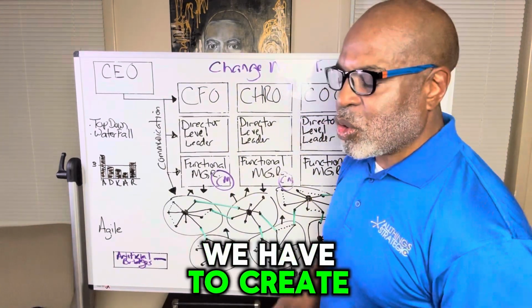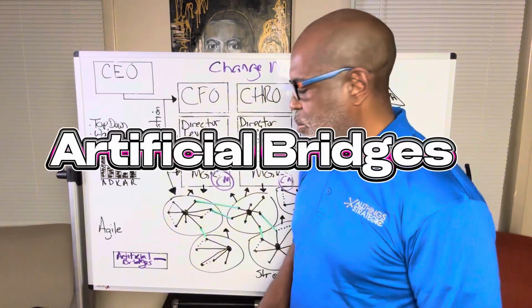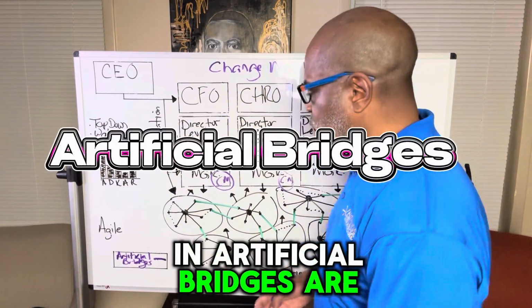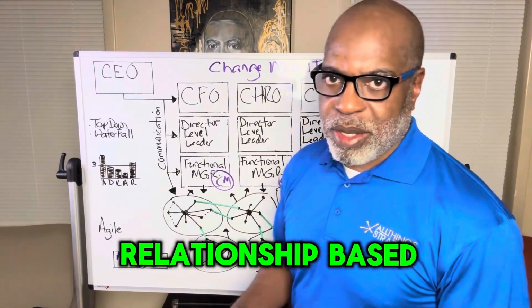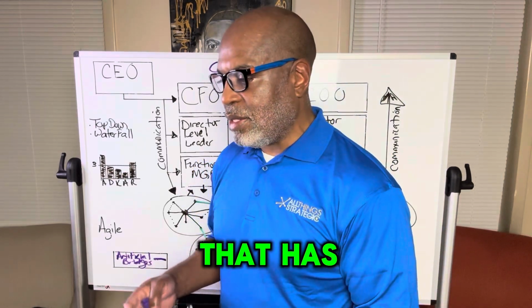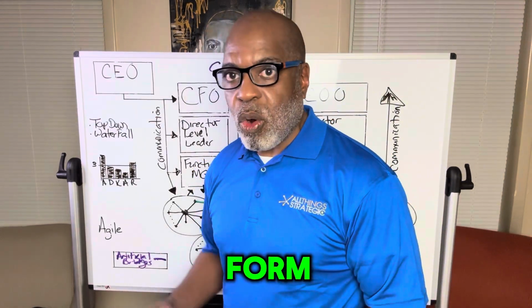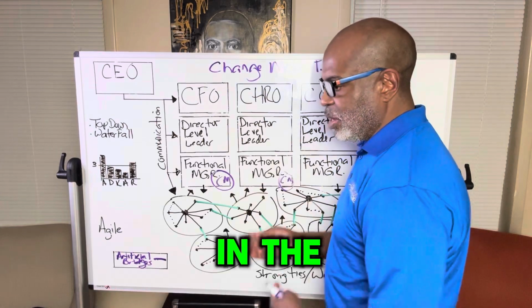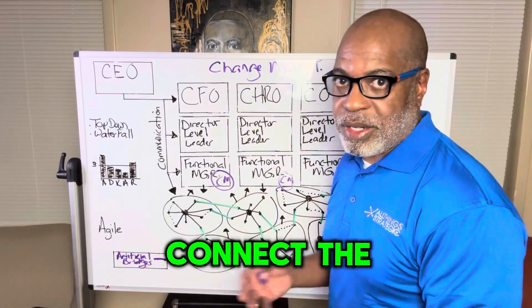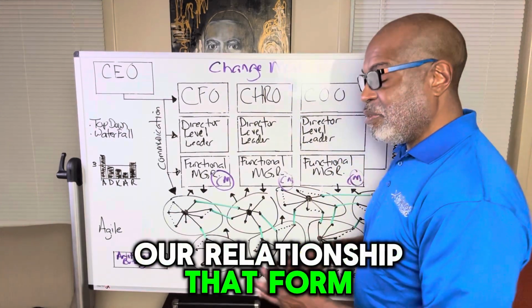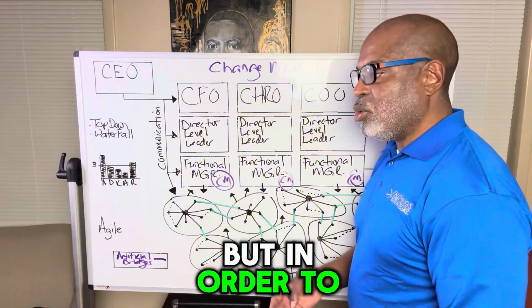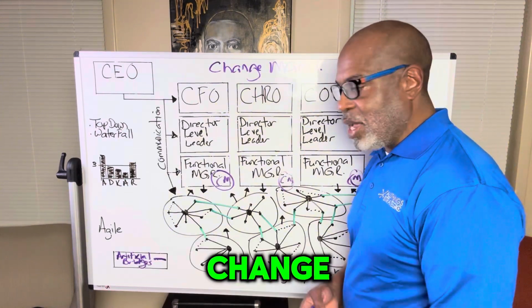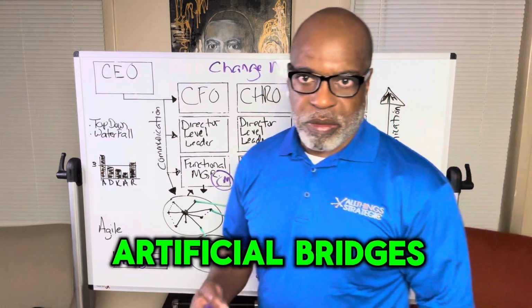But in order to create a more structured and faster-paced solution of change at the frontline level, we have to create what we call artificial bridges. With artificial bridges, we create relationships based on an agenda that has not organically formed from people interacting in the organization. All these dots that connect the green lines are relationships that form over time. But in order to accelerate the change, we have to create artificial bridges.